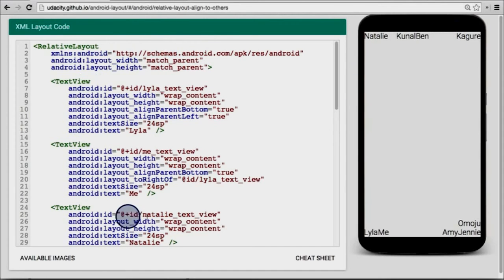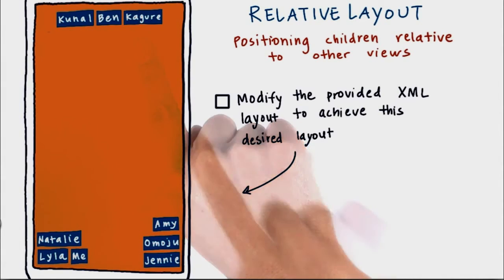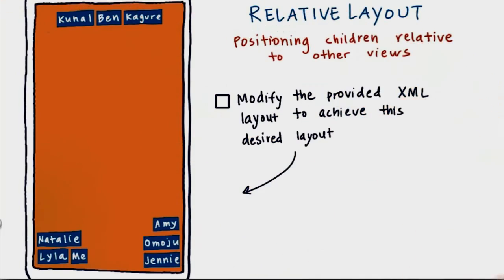Okay, we gave you a link to the XML visualizer with this initial layout. From the device preview, we can see that Natalie, Kaguri, and Amy are positioned incorrectly. First, let's try to position Kaguri in the right place. She should be located to the right of Ben and aligned to the top of the parent.